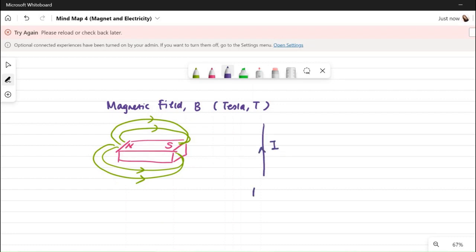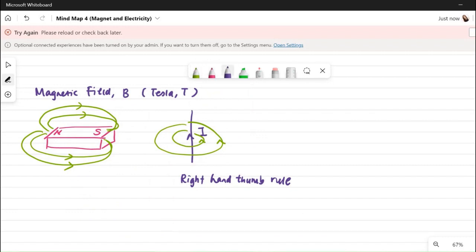Okay, so you can use the right-hand thumb rule to determine the direction of the magnetic field. So let's say this is a straight wire carrying the current of I. If you use the right-hand thumb rule, you'll find that the magnetic field surrounding the wire is in the anti-clockwise direction.